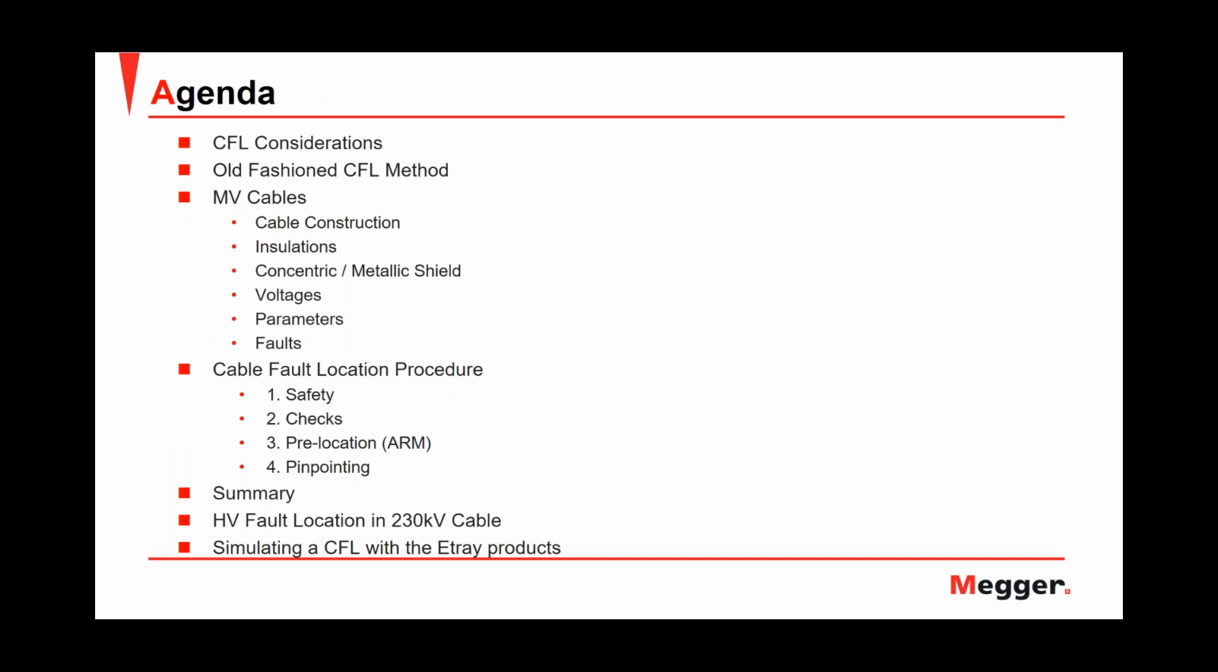Okay, thank you. Good morning, everyone, and thanks for attending this webinar. I would like to start by quickly reviewing the agenda. First, we'll talk a little bit about cable fault location considerations. Then we will review what we call the old-fashioned cable fault location method. Then we will continue talking about medium voltage cables: cable construction, types of insulation, types of concentrics, voltages, what parameters are involved in the cable fault location, and the typical faults for medium voltage cables.